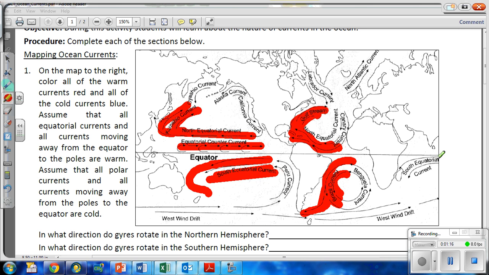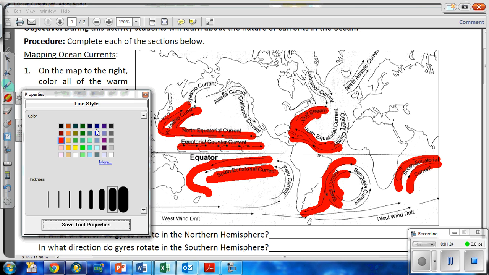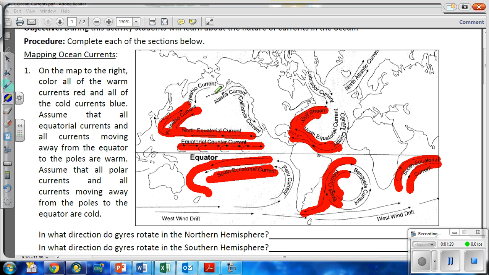Over in the Indian Ocean, you have the South Equatorial current. We're going to color that red as well. Now all the others would be blue. The Oyashio current is a polar current, as is the Alaskan. The California current is bringing cold water along California. The Labrador current comes from the Arctic Ocean, so that's really cold.